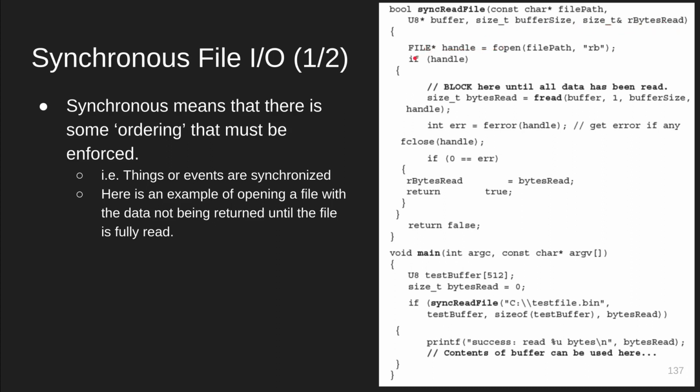So here's your file. You open it up. If it's been successfully opened, you read. You do your read call until all the data has been read here. Okay, and then you finally get down to your next function, or you return from this function here. Here's where you're doing your synchronous read, and then print success read however many bytes.